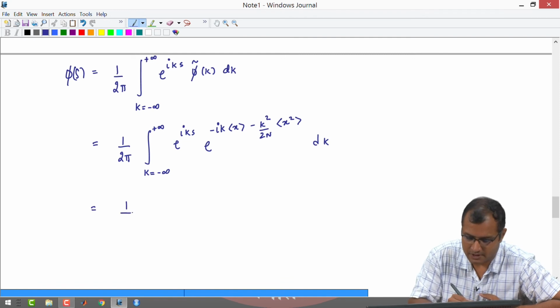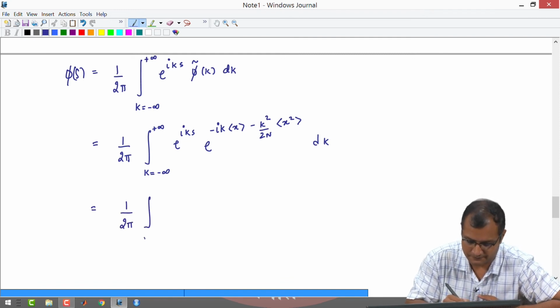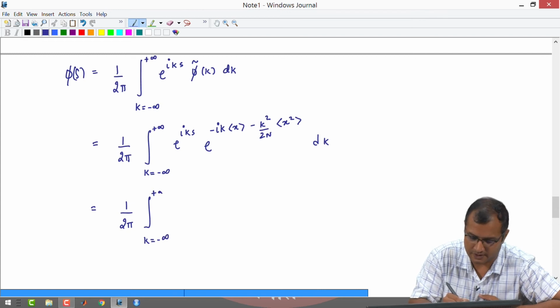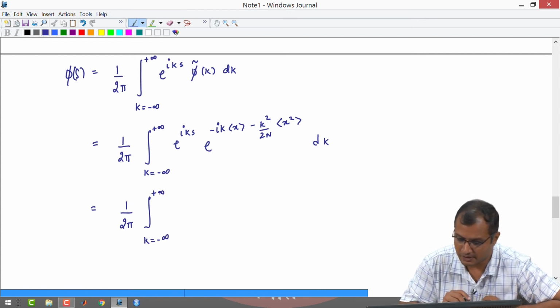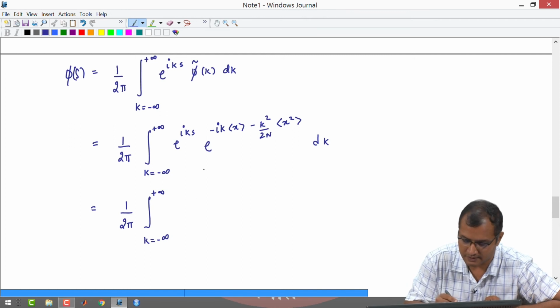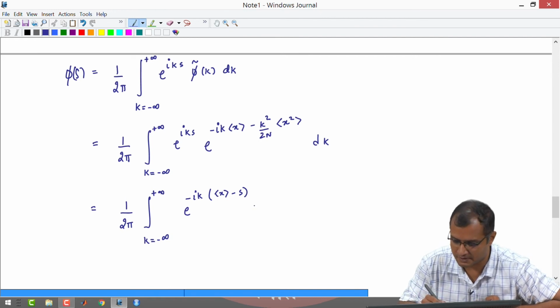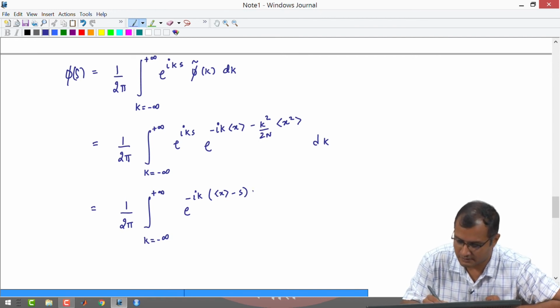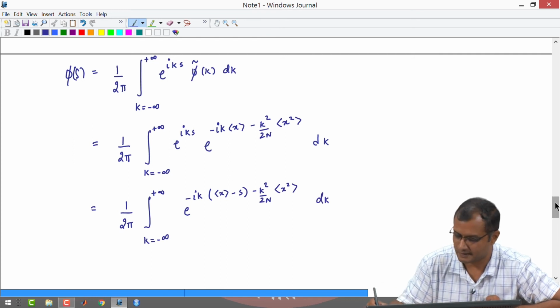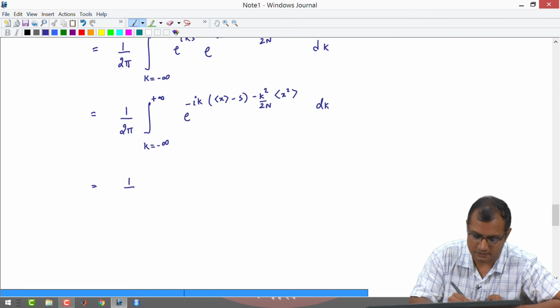Just need some manipulations here, which are very simple. So you write this again as the integral from minus infinity to plus infinity, and you can see that this is easily written as e raised to minus i k (|x| minus s). So I have taken the first two exponentials as is, e to minus k squared by 2 n |x| squared dk. These are very simple integrals.